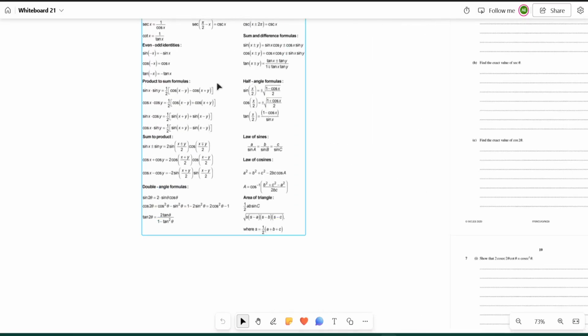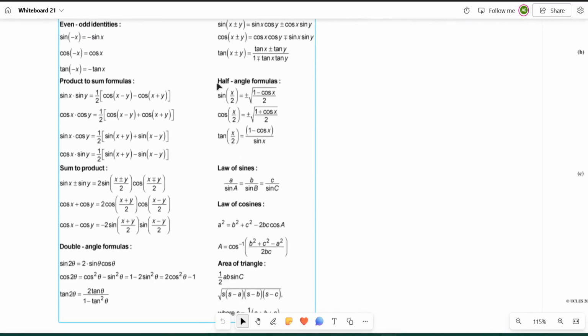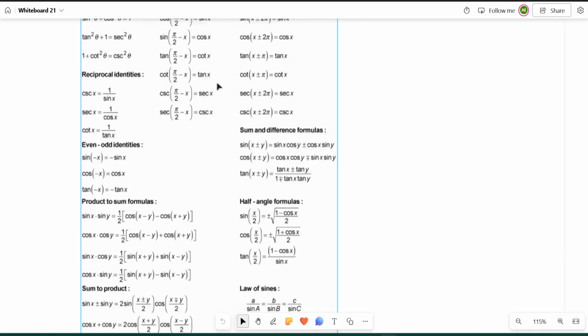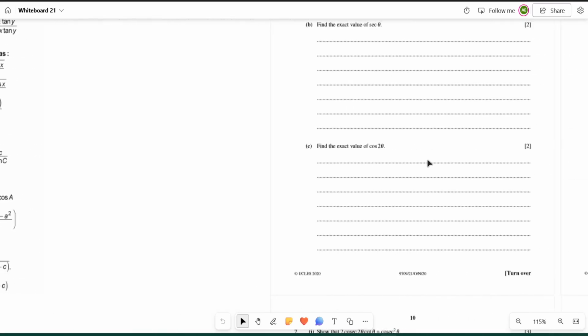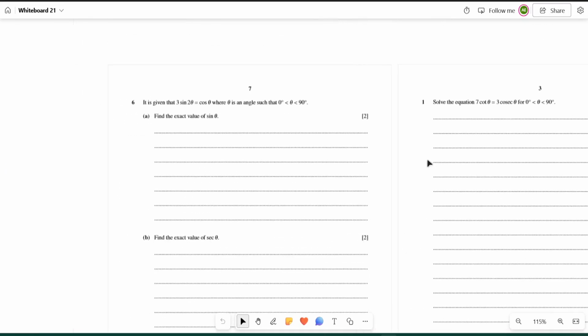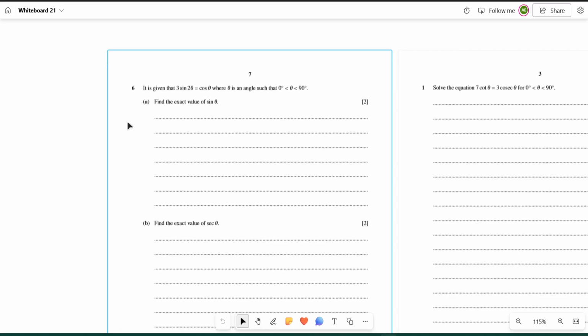these identities. It might seem a lot, but we're not going to use all of them. I'm just going to show you which ones we need to focus on, and I believe that for this chapter the best way to revise is to solve as many questions as possible. So this is what we're going to do here. We're going to cover as much as we can.